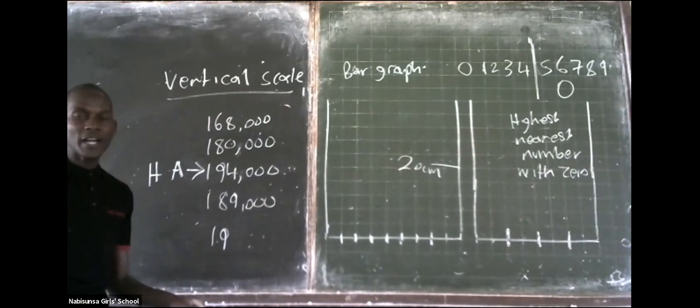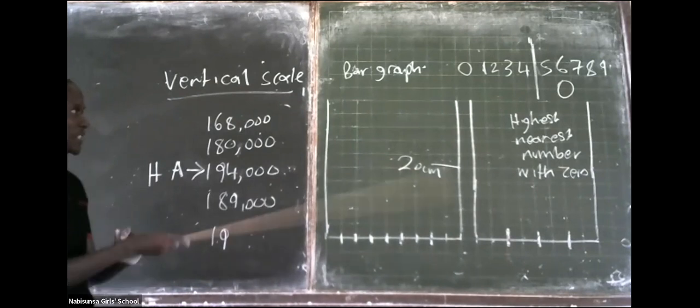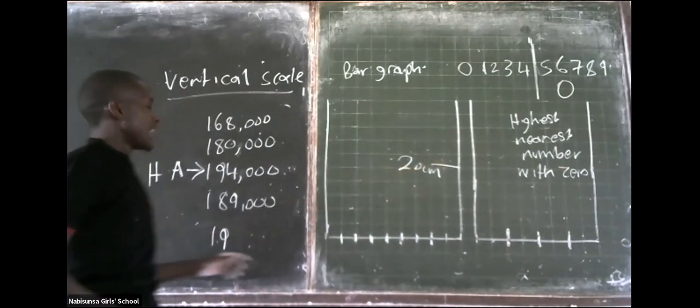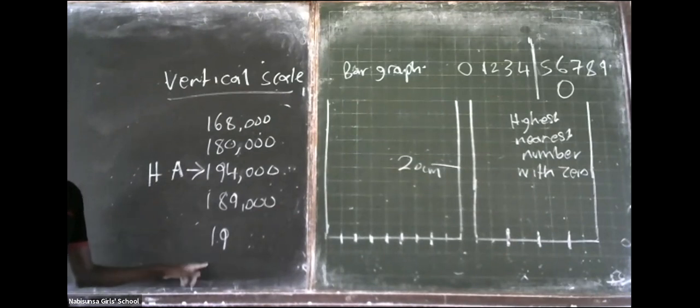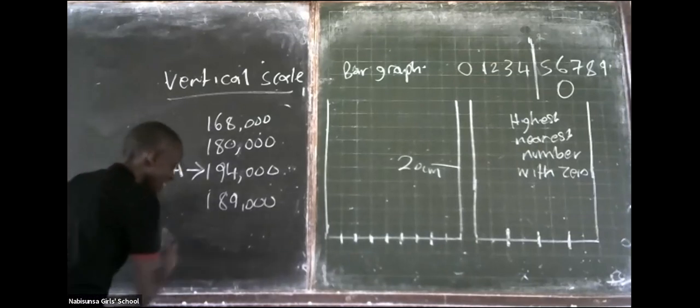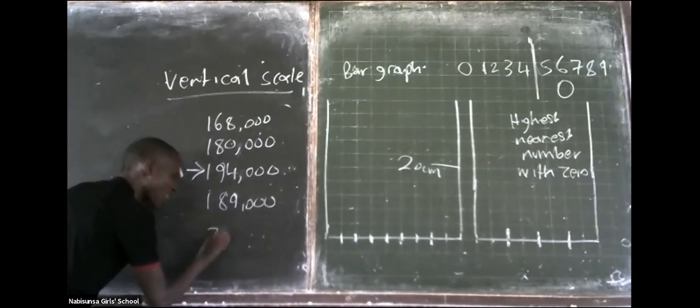Have you got the idea? Teacher, I beg your pardon. I have said, like 19, which highest number? Which highest number is having 0 but nearest with 19? 20. Count as 20. Thank you, 20.